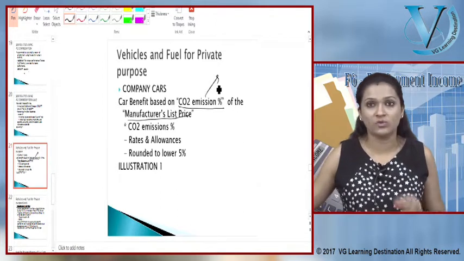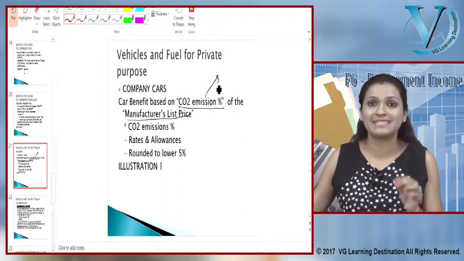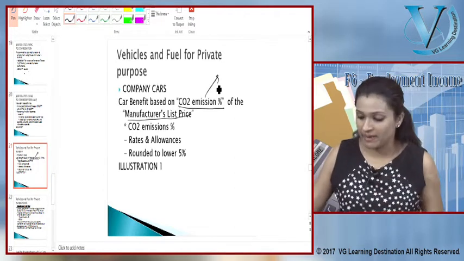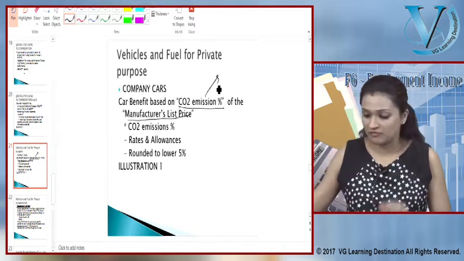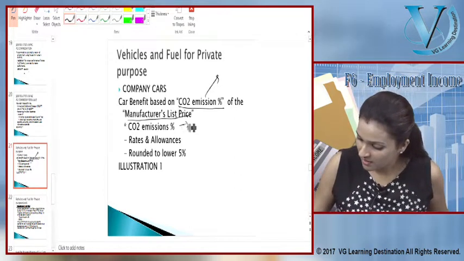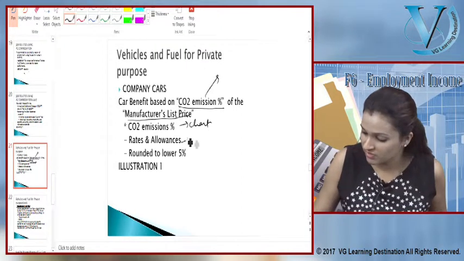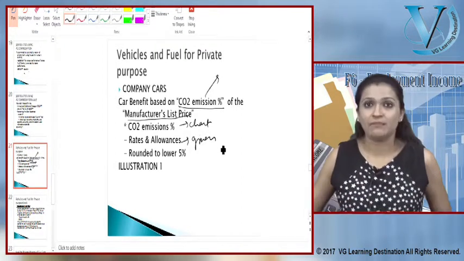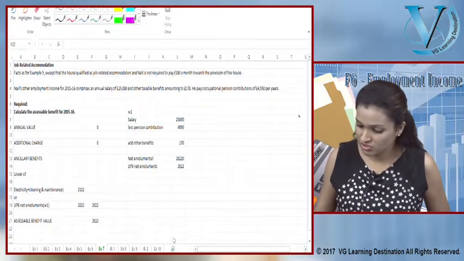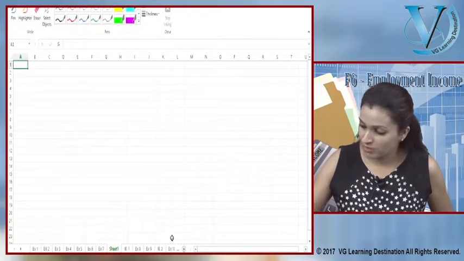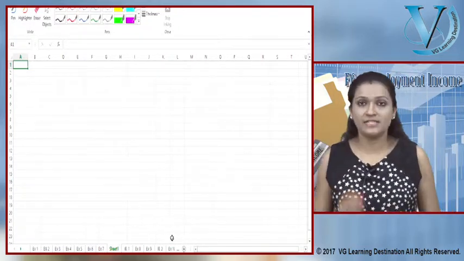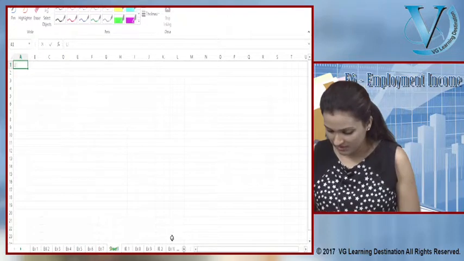What you need to look at is which is the applicable slab rate you are following, depending upon the CO2 emission of the car. The CO2 emission percentage chart would be given to you in the rates and allowances sheet. Let me quickly open it up again for you, depending upon which type of car it is and what level of CO2 emissions it is making.